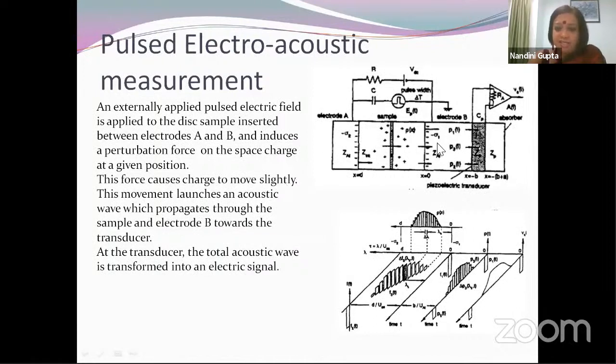This is the schematic that you have. What you have is, this is your sample. This x equal to d and x equal to 0 are the electrodes, and sandwiched between these two electrodes is the sample. It's a thin sample. In fact, the practical issues will be discussed later.